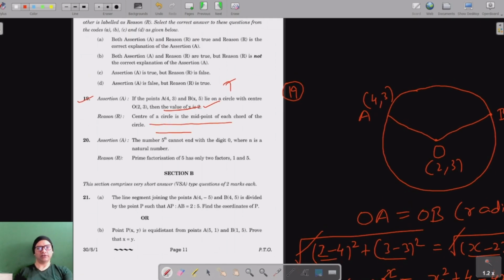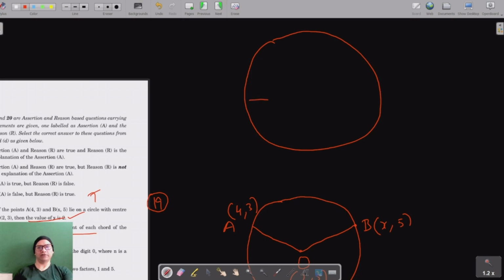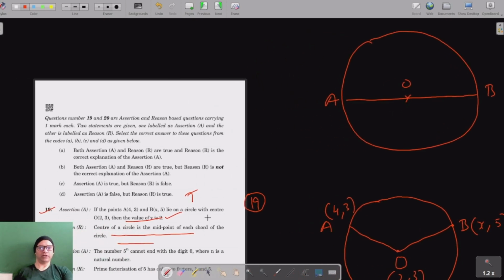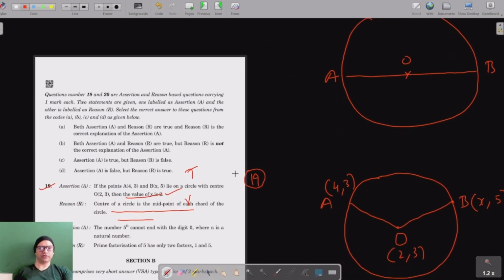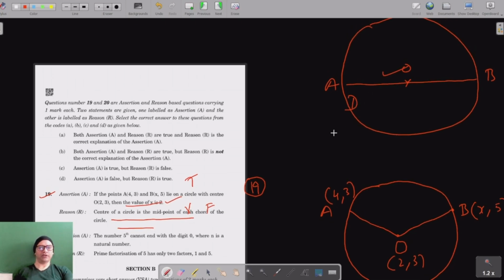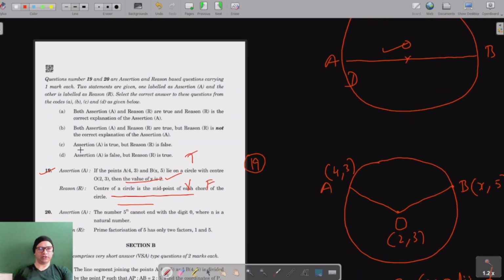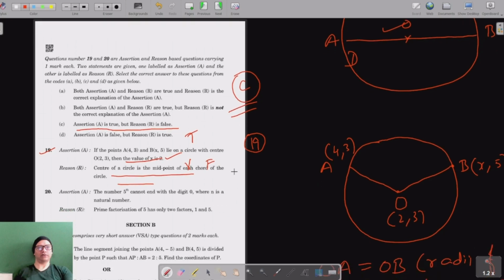Now, the center of a circle is the midpoint of each chord. It's not for each chord, but only for the chord that is a diameter. So only the diameter will have the center as the midpoint. It's not each chord, so this is false. In this case, assertion is true, but reason R is false. So our answer for question number 9 is option C.